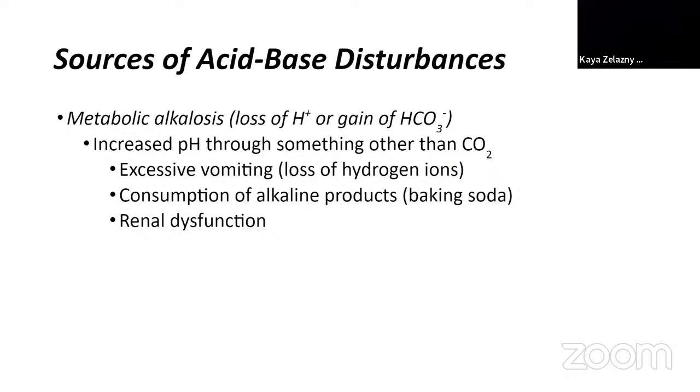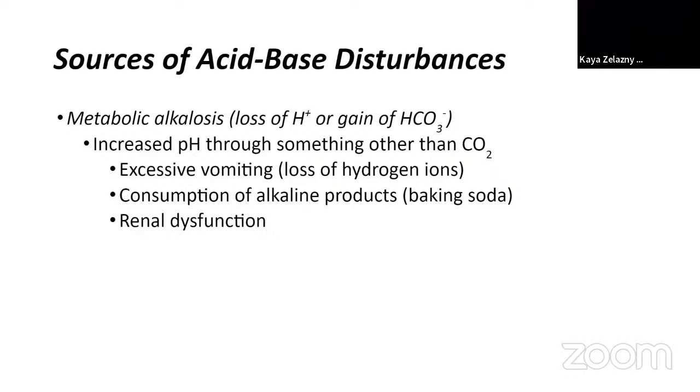So causes of this, we have a slightly shorter list, but excessive vomiting is one of the big reasons. So your stomach has stomach acid in it, a lot of hydrogen ions. So if you vomit out all your stomach acid, you decrease the hydrogen content there, the hydrogen ions. So that can mess with the pH. If you eat a ton of baking soda or some other alkaline product, that could also have an effect because baking soda gives us bicarbonate and that's our buffer, right? So it might soak up a lot more hydrogen ions than usual.